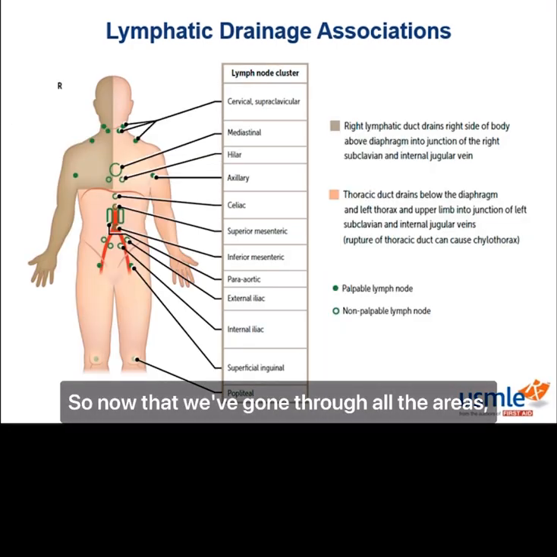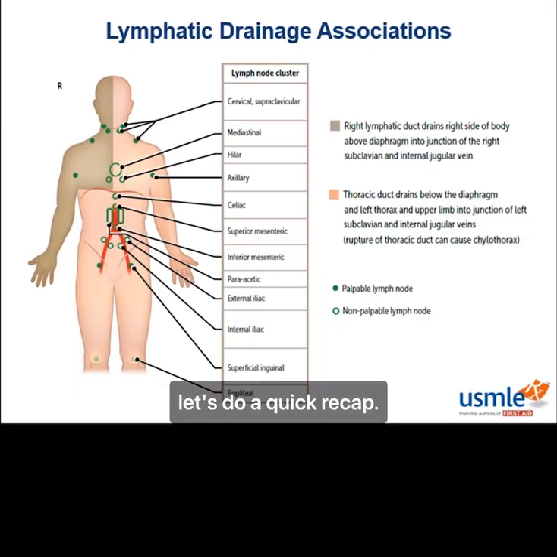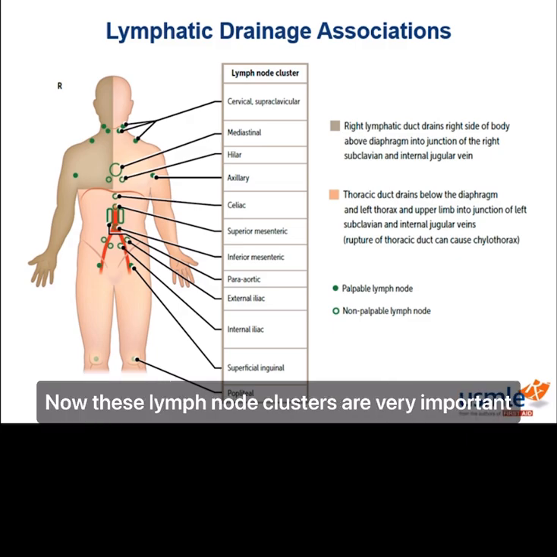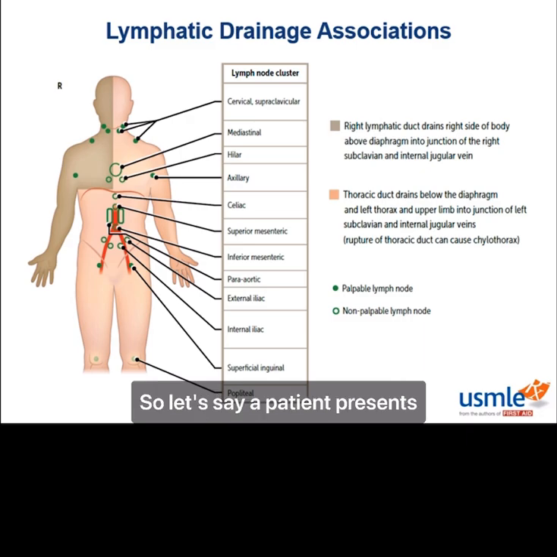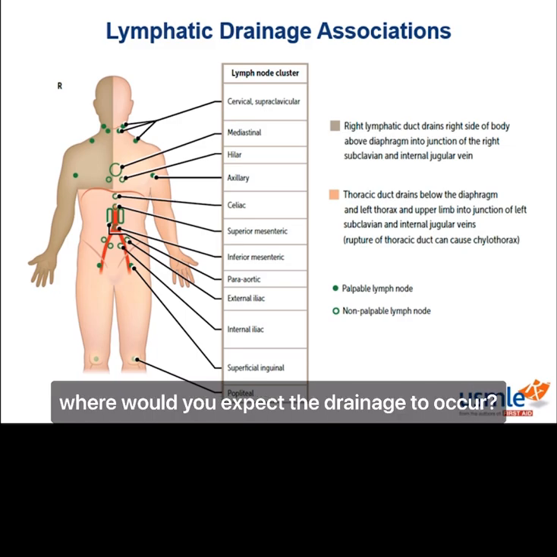So now that we've gone through all the areas, let's do a quick recap. Now these lymph node clusters are very important and high yield for exams. So let's say a patient presents with an upper respiratory tract infection. Where would you expect the drainage to occur? So the patient is likely going to have cervical and or supraclavicular lymphadenopathy.